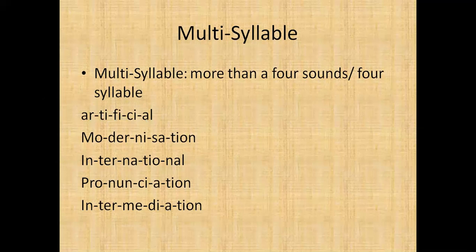Modernization. Modern, modernization. International. Pronunciation. How many are there? 5. Pronunciation. Intermediate has 6 syllables. So this is called multi-syllable.